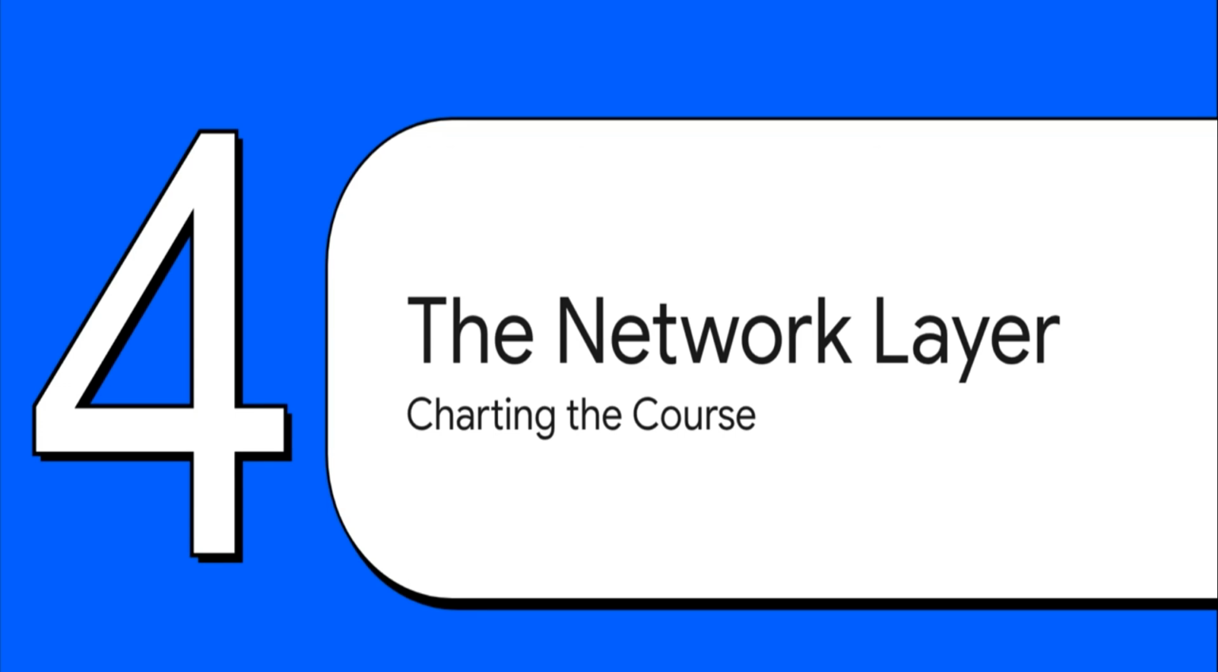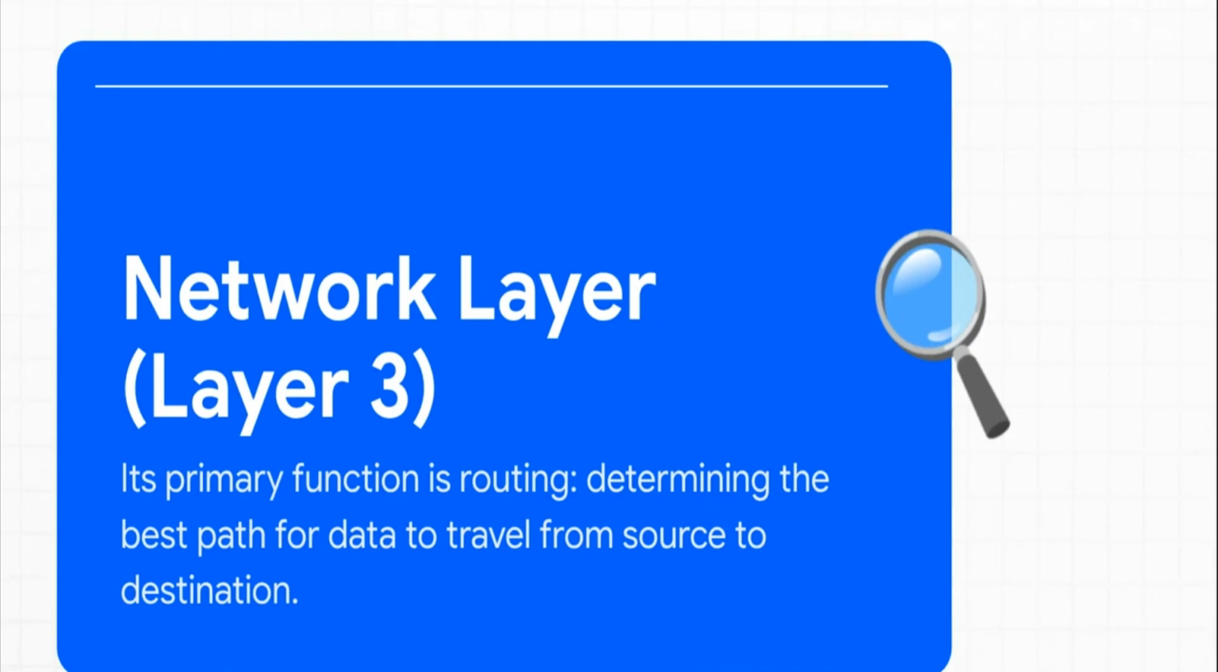Now we hit layer 3, the network layer. This is like the GPS for the internet. Its main job is to figure out the absolute best path for your data to get from your computer to its final destination, even if it has to cross dozens of different networks. The main job here, the key word you need to remember, is routing.